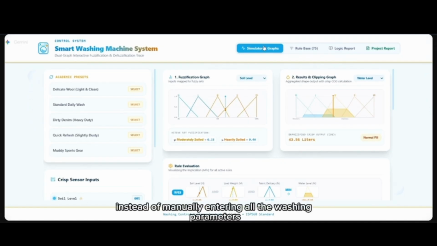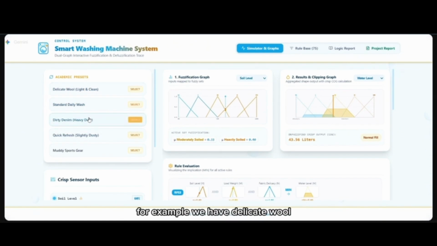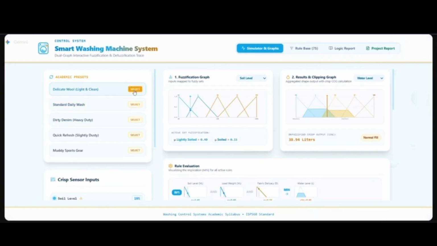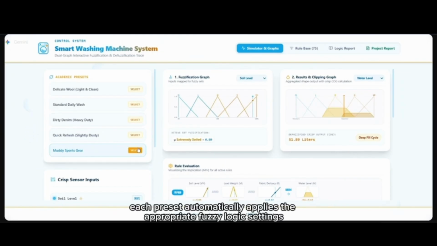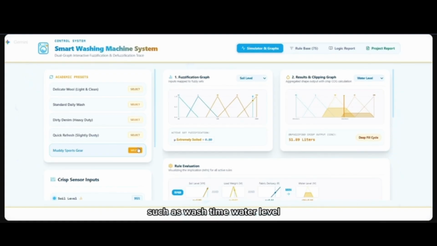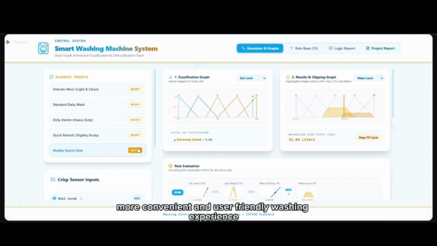Instead of manually entering all the washing parameters, users can choose from several predefined washing modes based on the types and condition of their clothes. For example, we have delicate wool, standard daily wash, dirty denim, quick refresh, and muddy spots here. Each preset automatically applies the appropriate fuzzy logic settings such as wash time, water level, agitation speed, and detergent amount, providing a faster, more convenient and user-friendly washing experience.